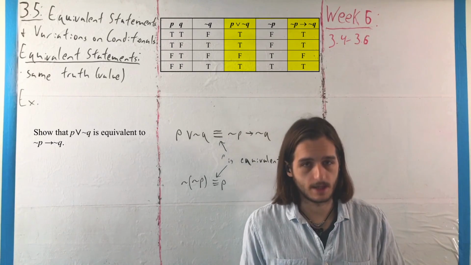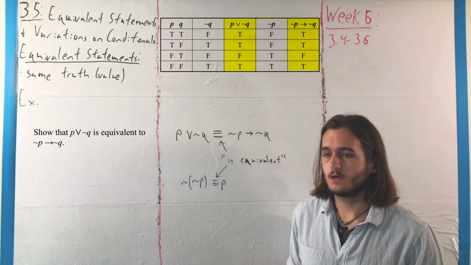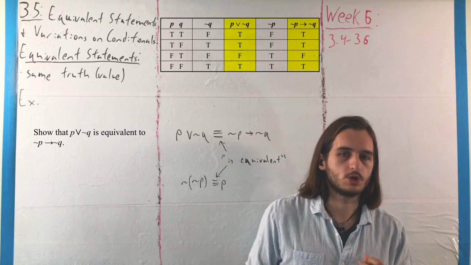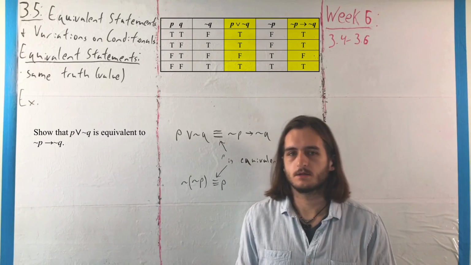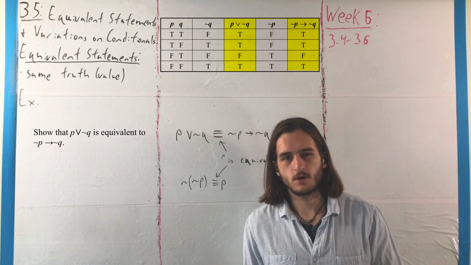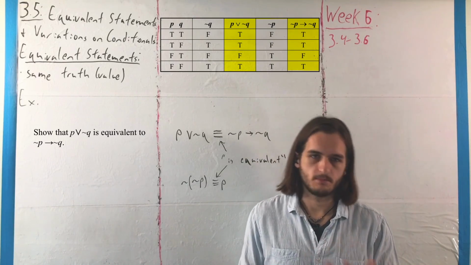So let's return to that example that we had earlier and think about how we can change conditional statements in the context of which ones refer to the same truth, but maybe in a different way.